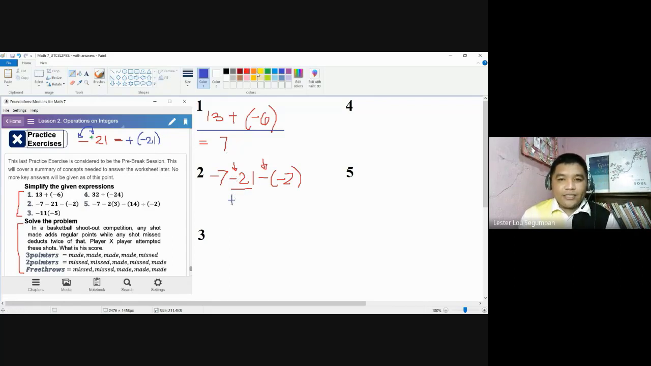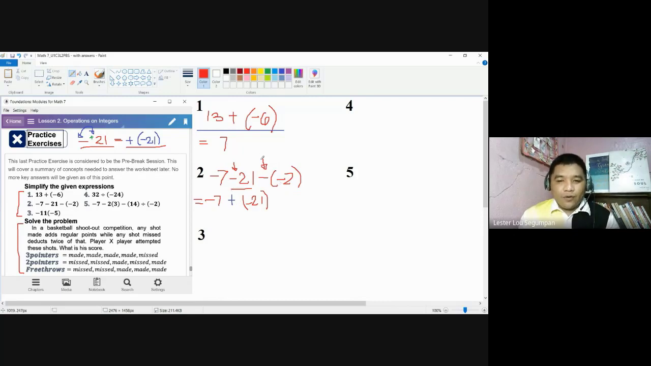So the first step here is this: retain the first term, -7, and by the rule of successive alternate signs, just like this, I could interchange the positive number here and the subtraction symbol, and it will become plus -21, which is now more or less similar to item number 1. The terms are separated by addition.